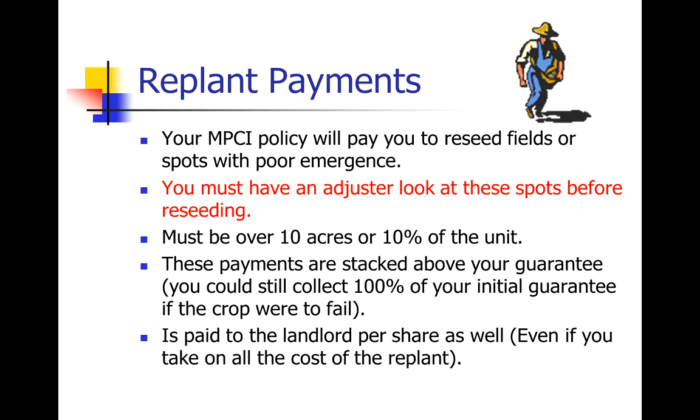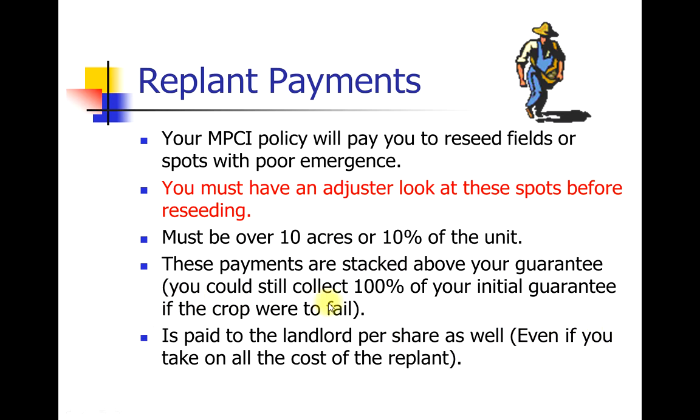It actually would stack on top, and it's paid per acre. So the whole unit doesn't have to fall into this scenario. If you had 40 acres out of a 400-acre unit that just did not emerge and you wanted to reseed it, they would pay you, let's say, $30 an acre on the 40 acres. And it's paid to the landlord per share as well. So that's one place where we have a problem.